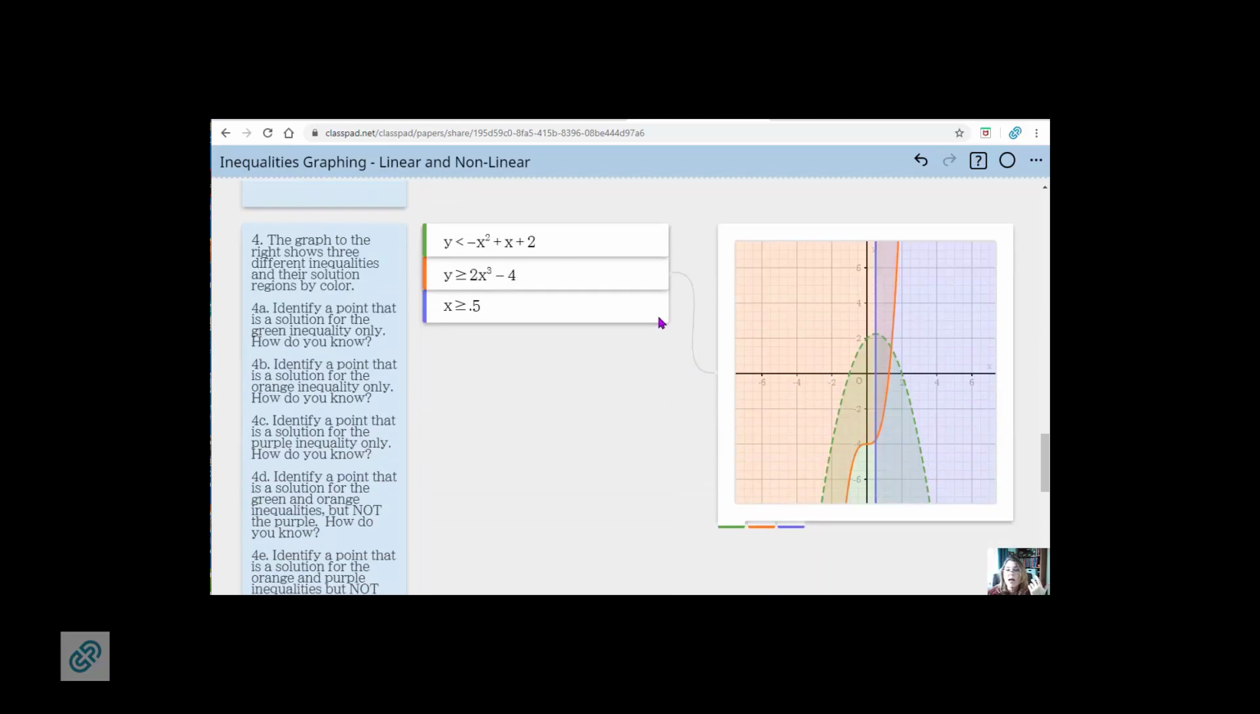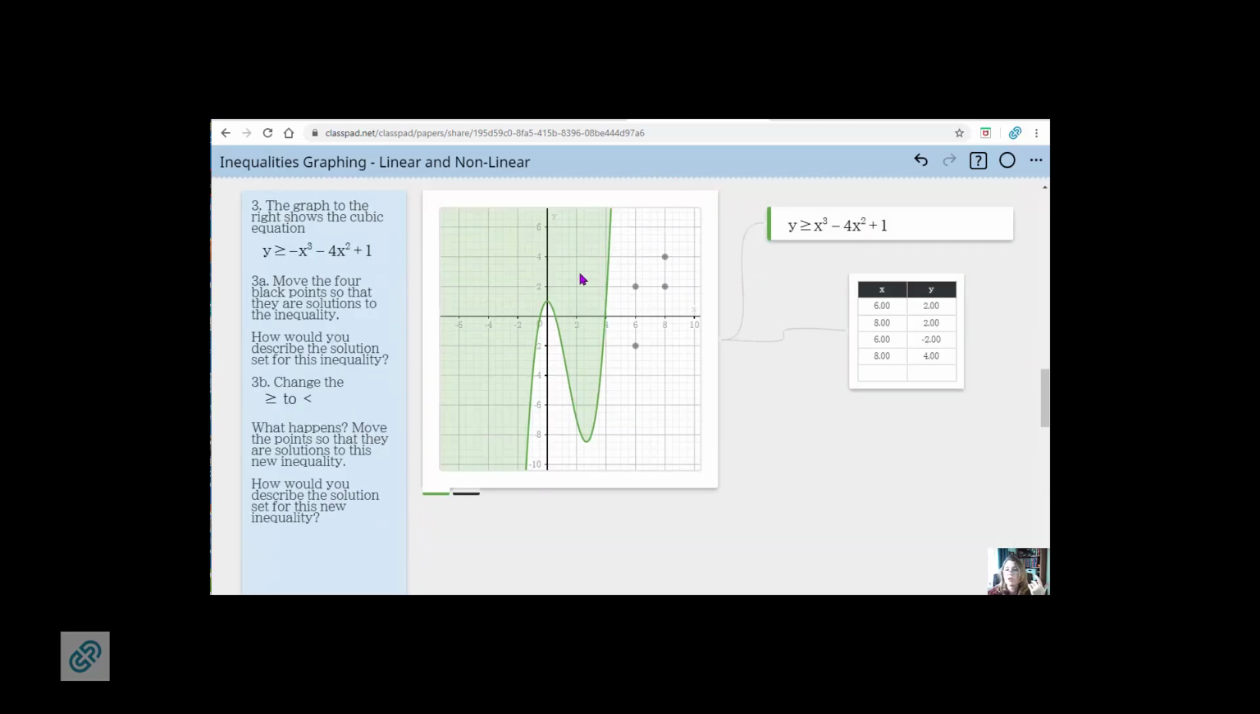And then at the end, we have 3 different inequalities graphed, and there are different shaded areas, so they are asked to identify a point that is a solution for the first one only and not the others. It's applying their understanding that they got here. So just explorations, and by the end, hoping they get a better understanding of inequalities.